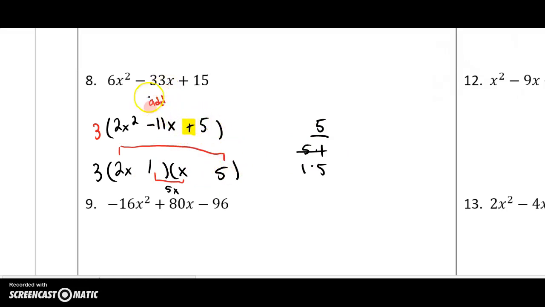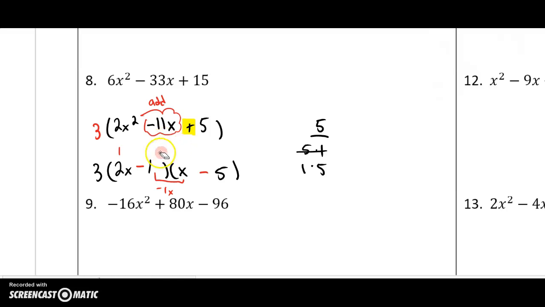This now makes 2x times 5. This now is 10x. And 1 times x is 1x. If I add those together, yeah, I get 11. I want negative 11 though, so I want both of these to be negative. So how do I make this negative 1x? Well, put a negative there. How do I make this negative 10x? Put a negative here.